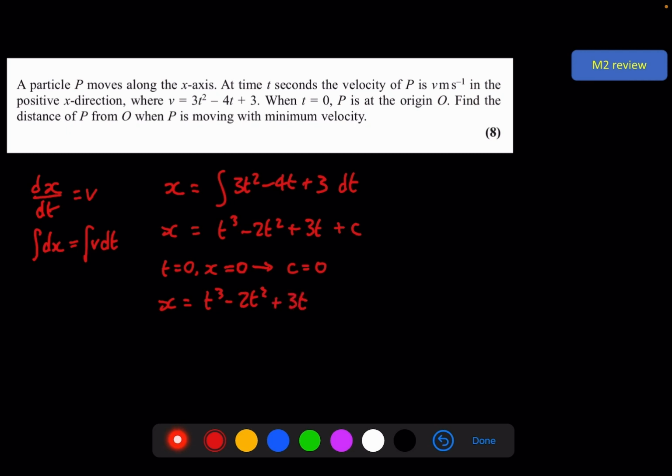Now to find the time we need to know when is P moving with minimum velocity. To find the minimum, we're going to differentiate the v expression to get a, set that equal to 0 to find the minimum point. So that's 6t minus 4. When this equals 0, we have our minimum or maximum. In this case, it is only one answer, so that will be the time for the minimum velocity. So we put this in here, and we get the displacement at that time.